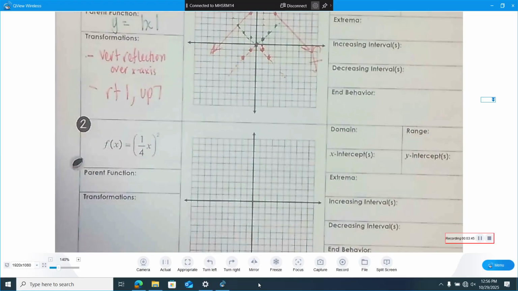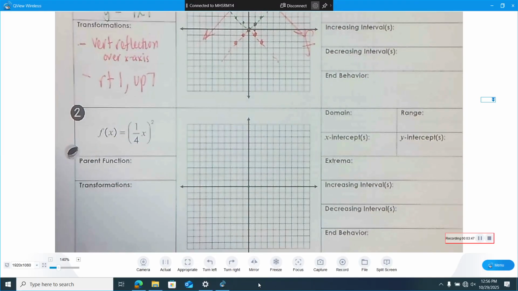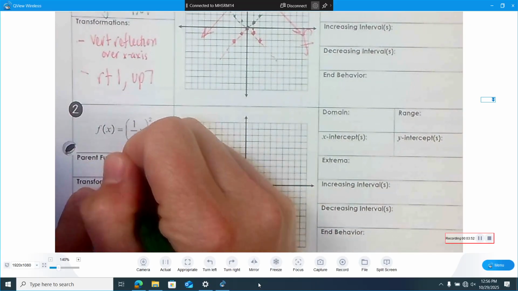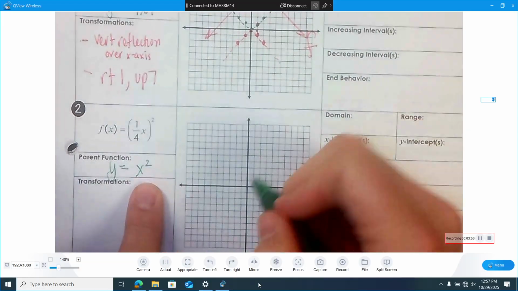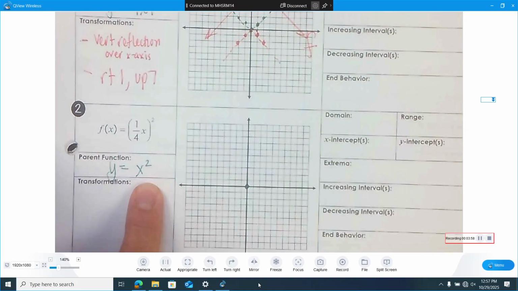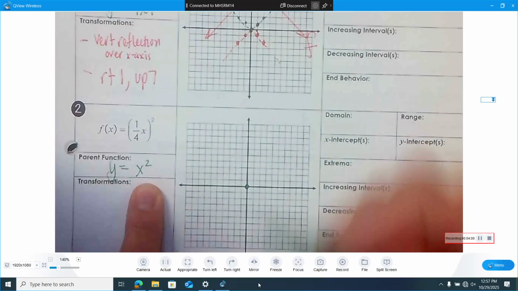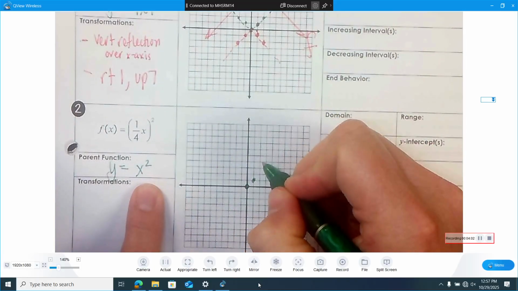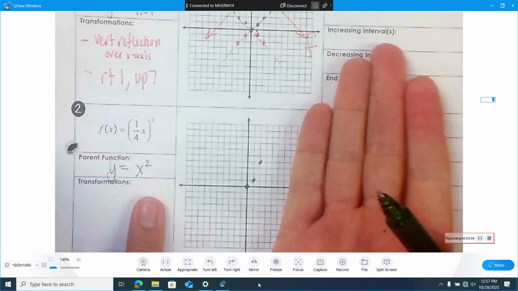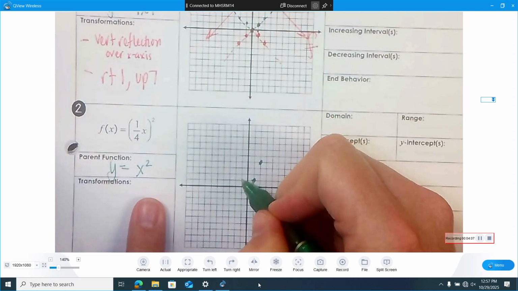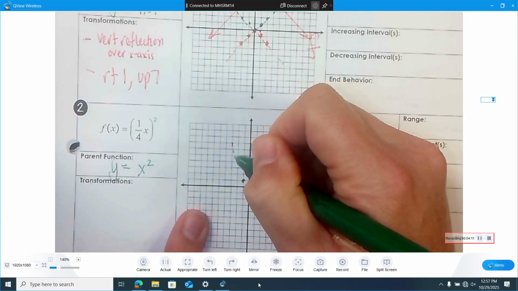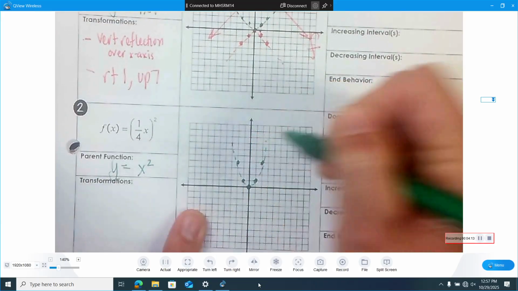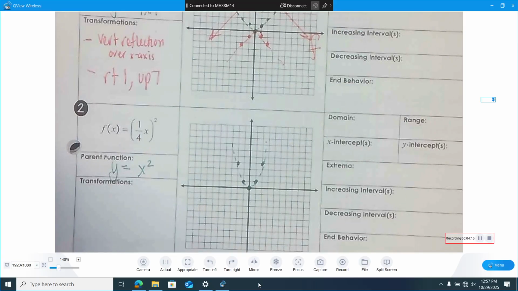Let's look at number 2. y equals x squared is the parent function. Very good. y equals x squared. And what shape is that? Parabola, the U shape. What are some points that parabola goes through? 1, 1, and 2, 4. Very good. And then I can use some symmetry to get the other side. So negative 1, 1, and negative 2, positive 4. So there's our parent function. All right, our parent function parabola.